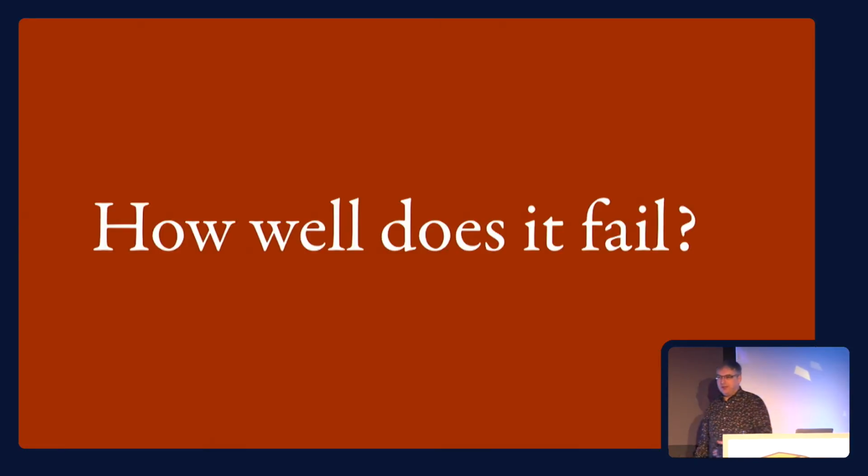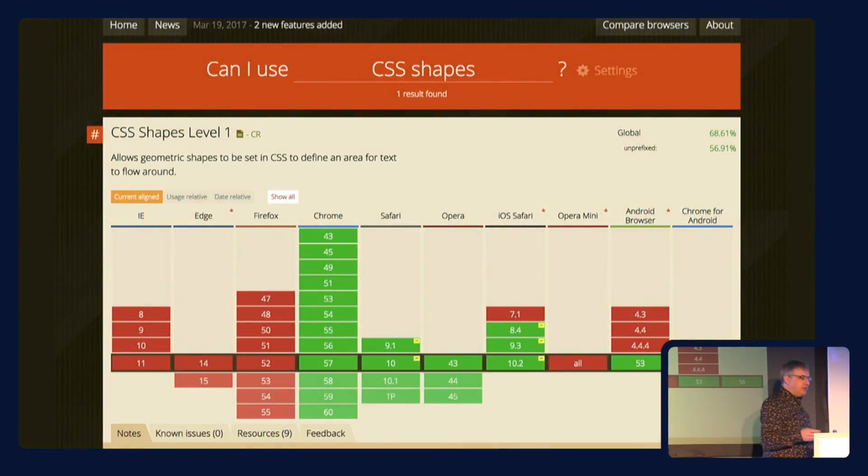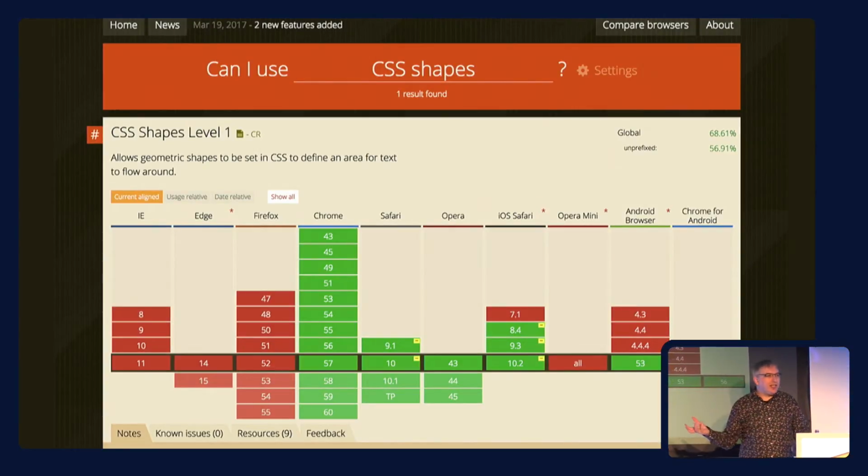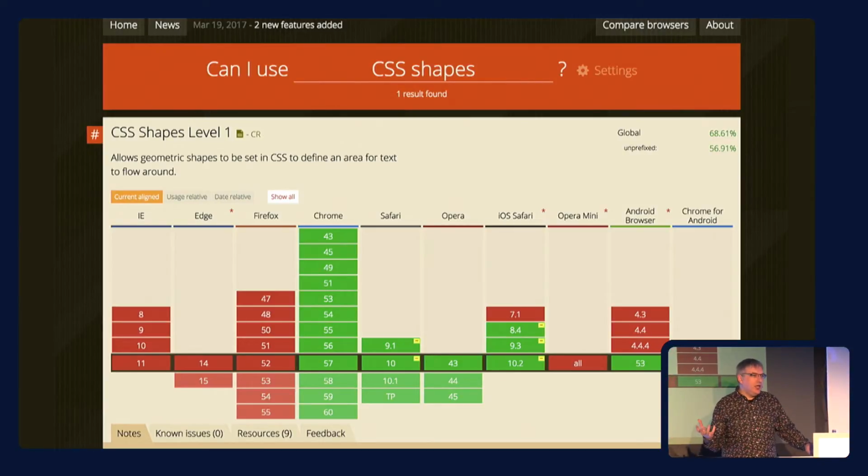Let me give you an example, a more up-to-date example. CSS shapes, okay, landing in more and more browsers. And you might go onto Can I Use, and you see a fair bit of green, which is good, but you also see some red. And you think, maybe that means I can't use it because it's not supported everywhere. But the red and the green doesn't actually answer the question, how well does it fail, which is really what matters here.